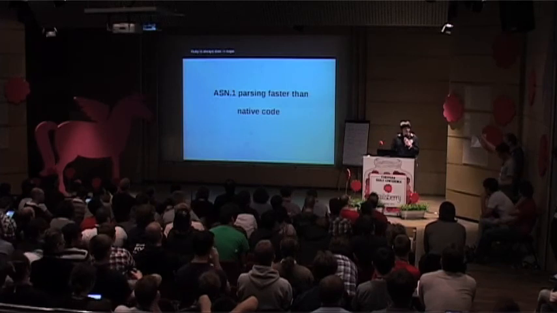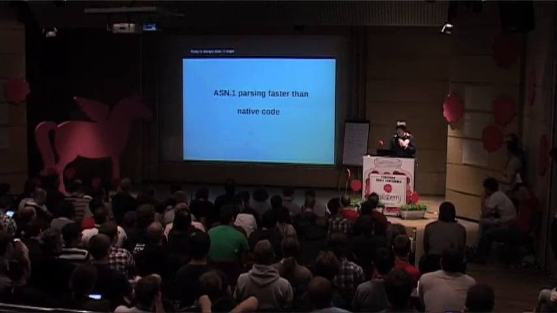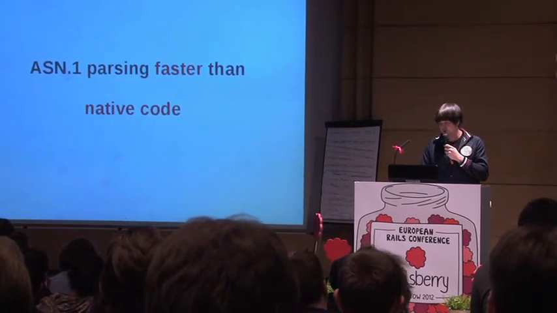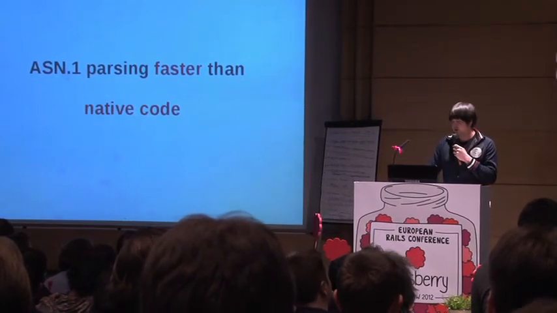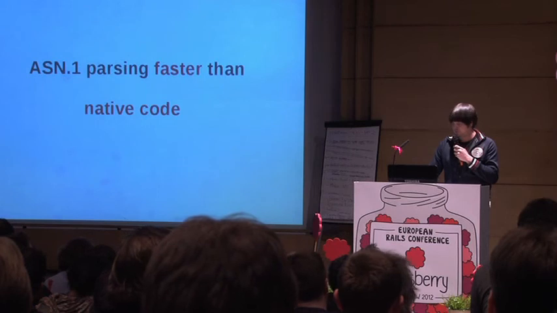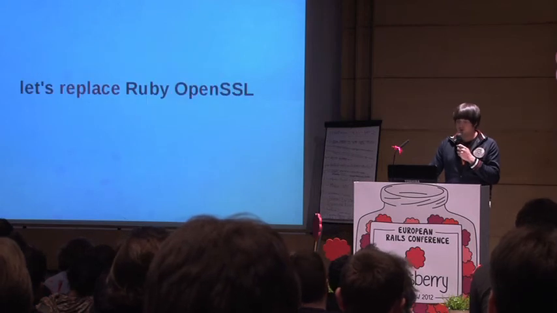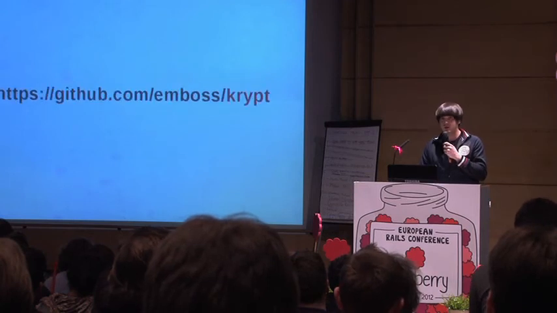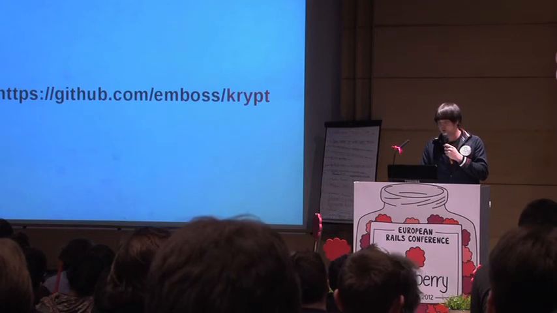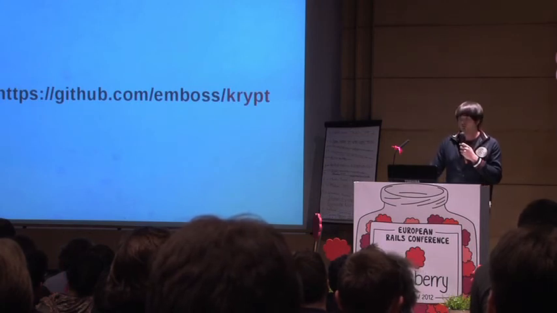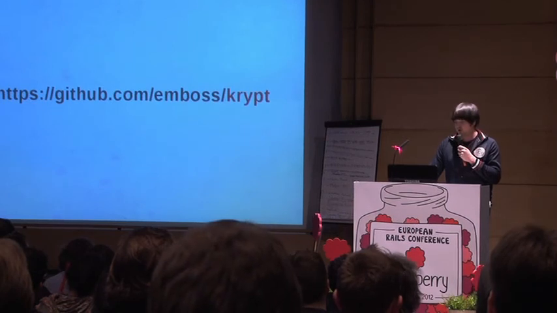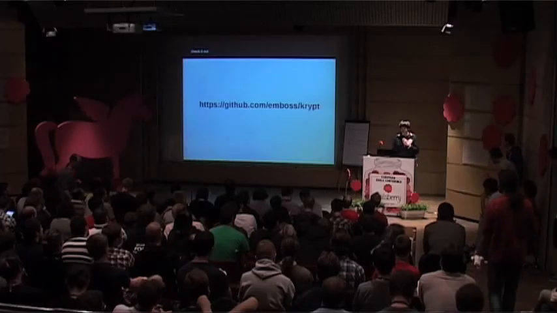I would have been lucky if I was just faster than the old stuff, but I'm actually faster than native OpenSSL, faster than native Java, and I think this is truly amazing. So the ultimate goal is to replace Ruby OpenSSL with Crypt, and hopefully I get some of you excited about this. If you want to know how I pulled it off to be faster than native code, I also prepared a talk proposal for Eurocode, so I'd be happy if you drop me a line there.